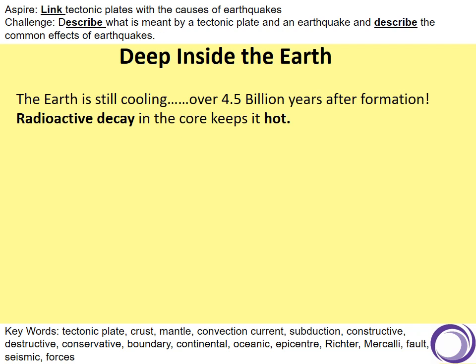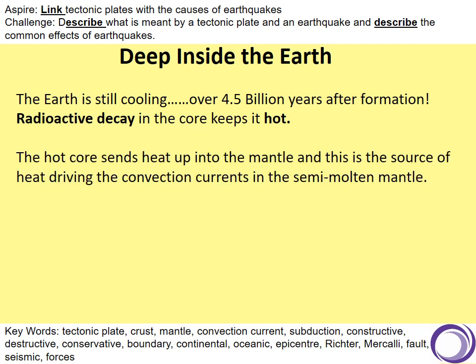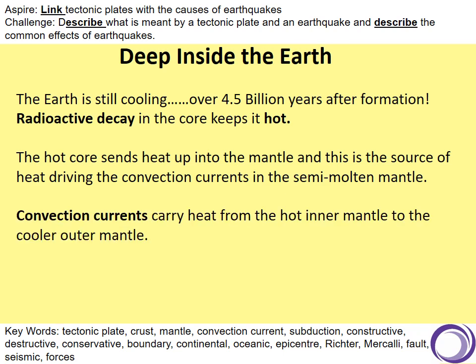So, when we look deep inside, the Earth is remarkably still cooling, even though it was formed 4.5 billion years ago. And deep within the core, there's radioactive decay of rocks, and that is what keeps our planet hot. The hot core sends that heat up into the mantle, you saw that in the video, and this is the source of the heat driving the convection currents in the semi-molten mantle.